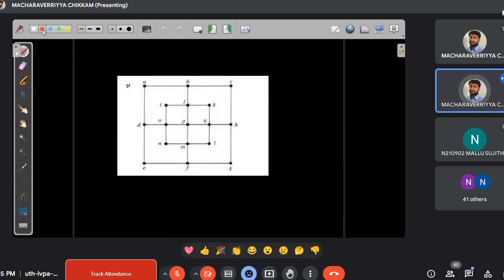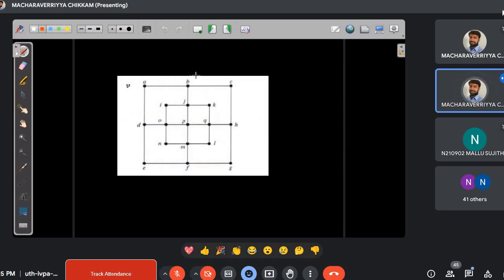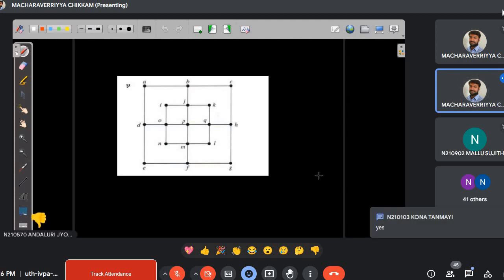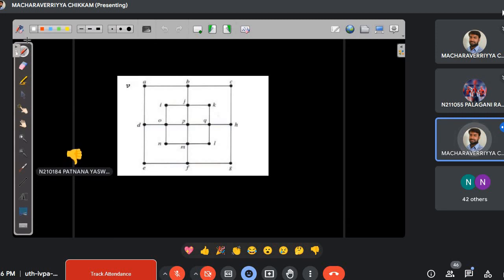But I think I didn't discuss this problem. What is the problem here? The problem is to determine whether the given graph has a Hamilton circuit. How about this? Does it have a Hamilton circuit? Some are saying no and some are saying yes. What should I stick to? I'm not asking about Euler path or Euler circuit. I'm asking about Hamilton circuit.